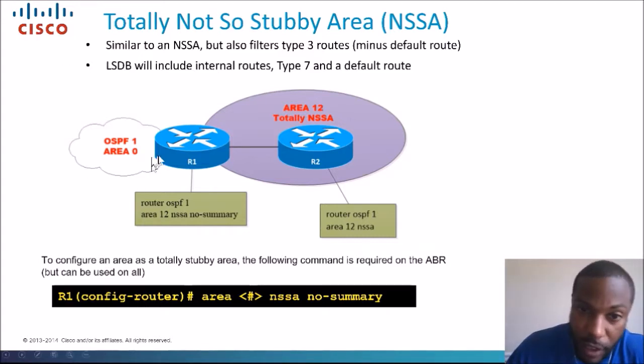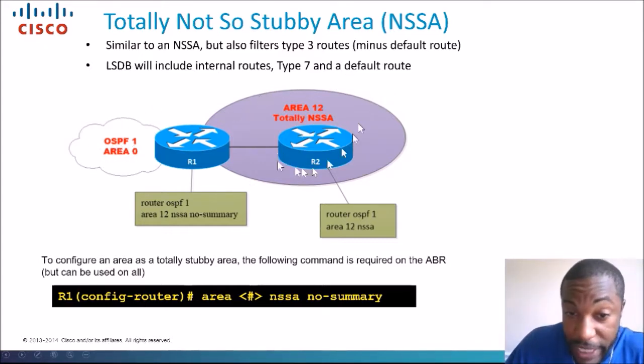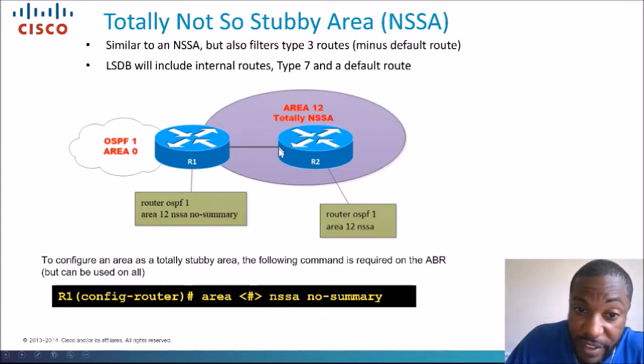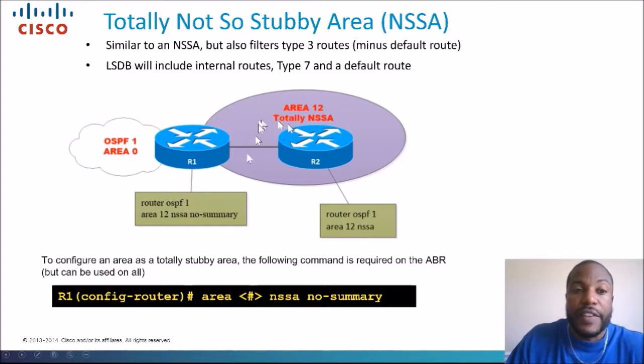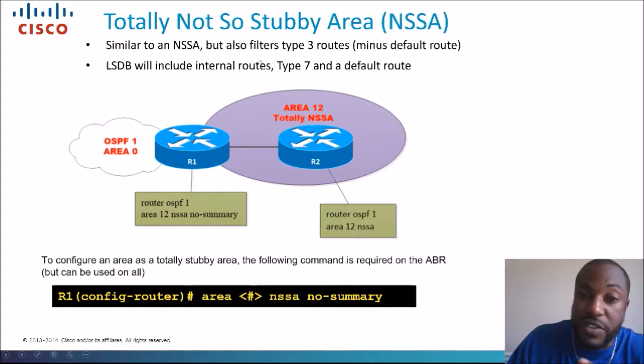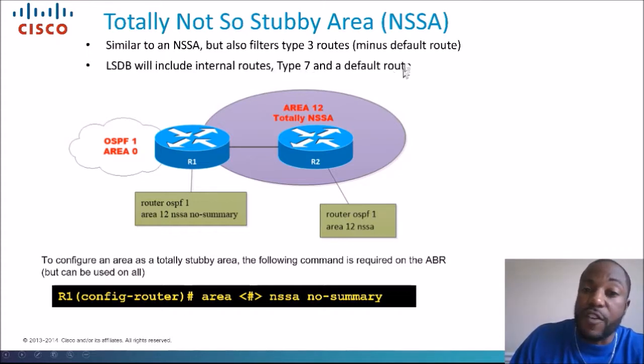Well, you look at this topology right here. We got area 0 right here, right? Area 12 is a totally NSSA. We declared it by making this interface totally NSSA, and this one totally NSSA. Now it's similar, but it also filters type 3 routes. So if we need to get to, let's say, okay, yeah, so type 7s and the default route. That's my bad. The default route does get injected into it, and that's what the link state database will include: the internal routes, type 7, and the default route.